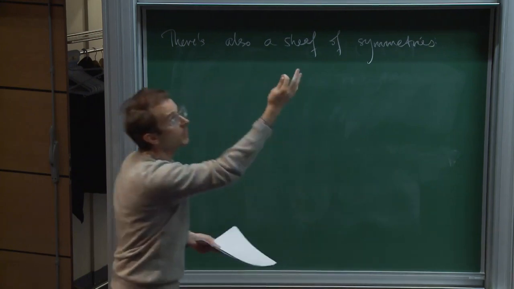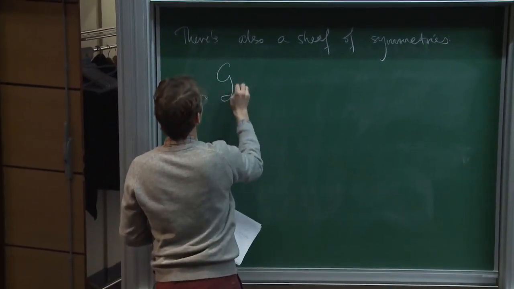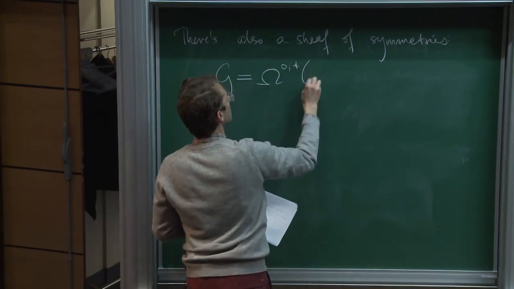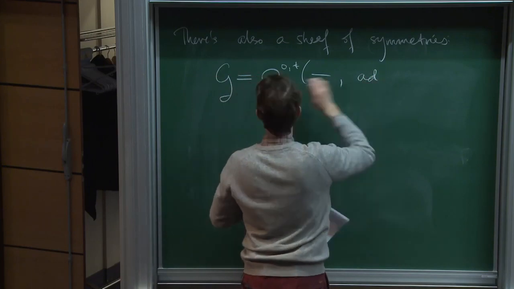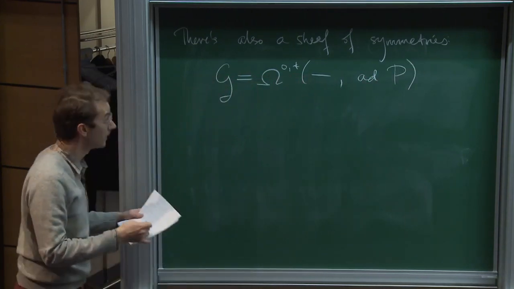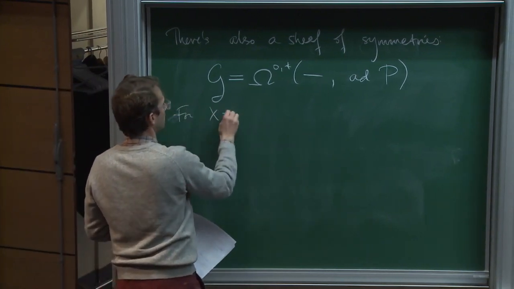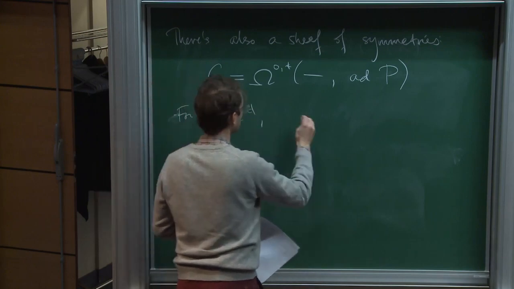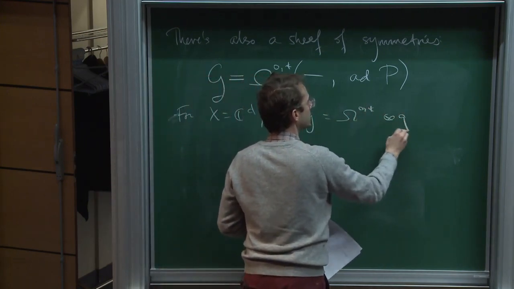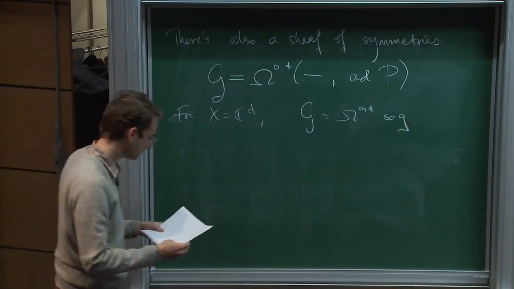Which is going to be the Dolbeault version of the holomorphic things we said before. So let's define script G here to be the sheaf of Dolbeault forms with coefficients in the adjoint bundle of P. If we're on flat space, then G just looks like the Dolbeault forms tensor the Lie algebra g. So it's a nice DG Lie algebra.